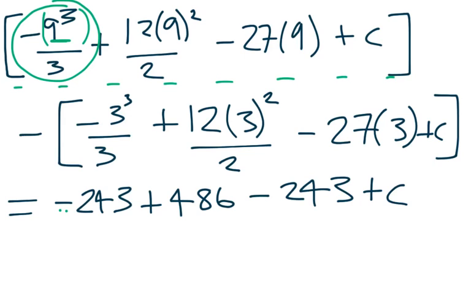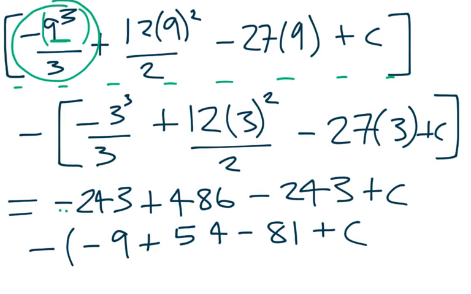So our next bracket is going to be minus 9 plus 54 minus 81 plus c. So then the next step is to multiply this minus sign here into all of the components in the bracket. So that'll change to a plus, that'll be a minus, that'll be a plus, and then that will be a minus.